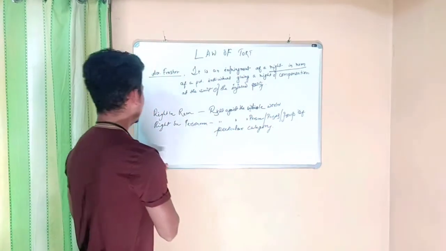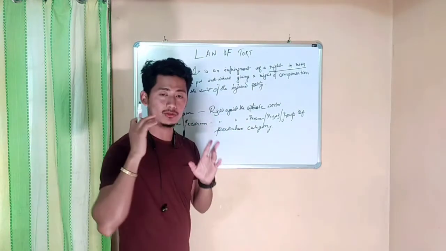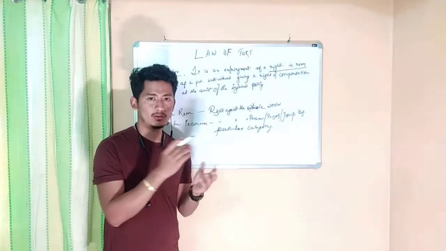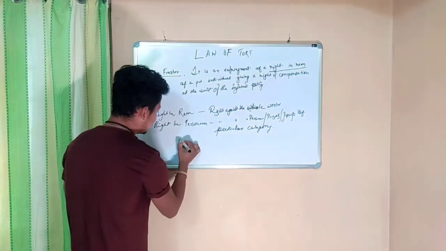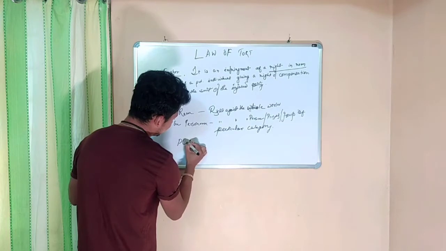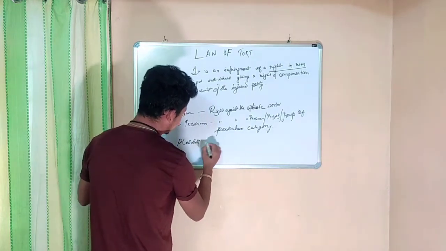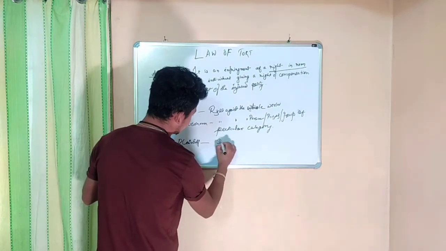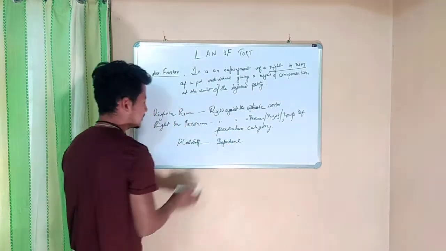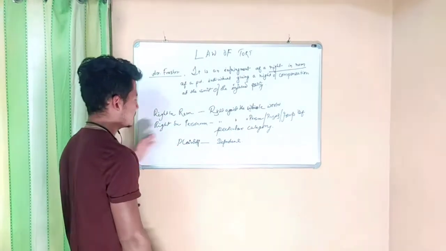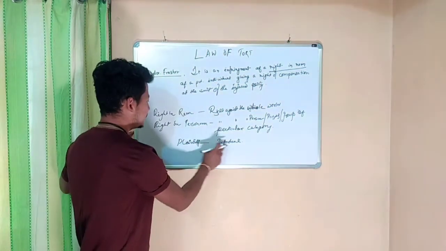But in case of the right in personam, there has to be a certain relationship between the wrongdoer and the sufferer. There has to be a relation between the plaintiff, who is the sufferer, and the defendant. The defendant is the culprit and the plaintiff is the victim, the sufferer and the doer. So there has to be a relation between the plaintiff and defendant.